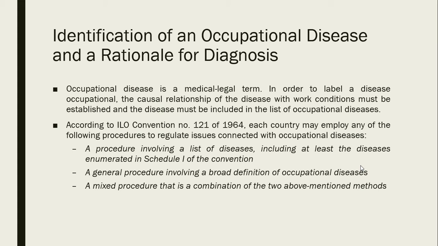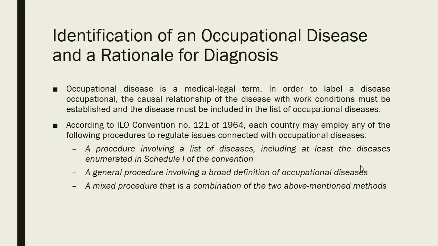So it means for a disease to be classified as occupational, there should be a causal relationship of the disease with the work conditions, and at the same time that disease must be included in the list of occupational diseases. There are two conditions for the disease to be classified as an occupational disease. According to ILO Convention number 121 of 1964, each country may employ any of the following procedures to regulate issues connected with occupational diseases.